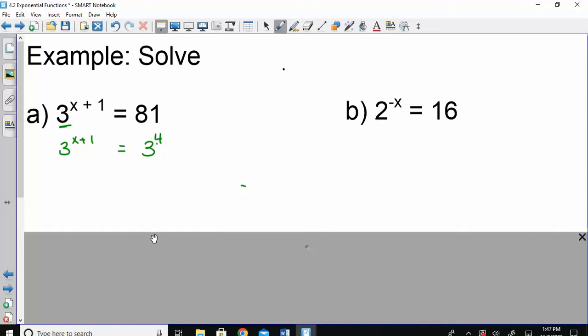3 to the 4. So now I have 3 to a power on each side. The rule is you can just set those exponents equal to one another. So I can say that x plus 1 equals 4. Subtract 1 and we get x equals 3. We can check it very easily. If I plug this in, I get 3 to the 4th, which is 81. So it does work out.